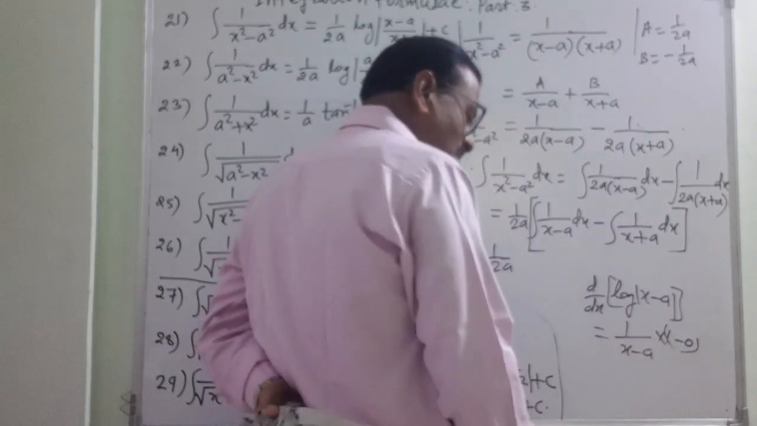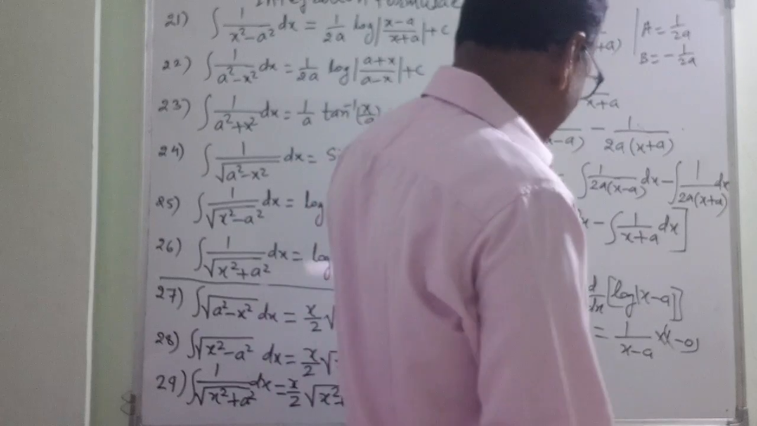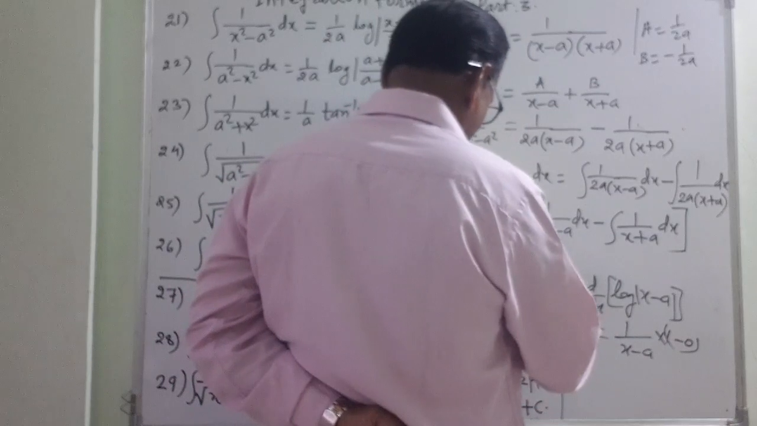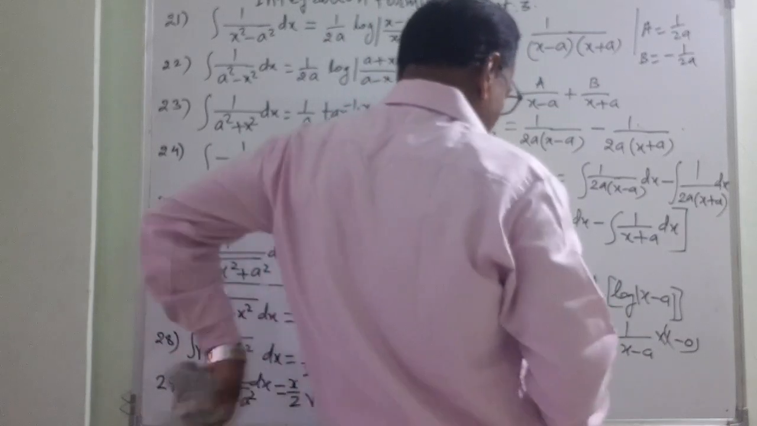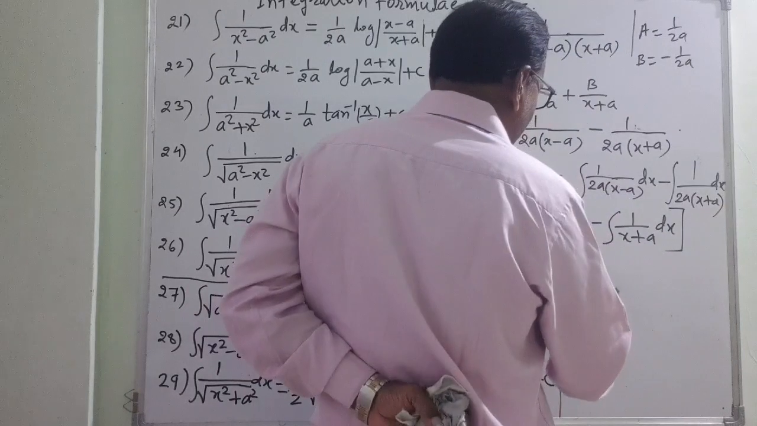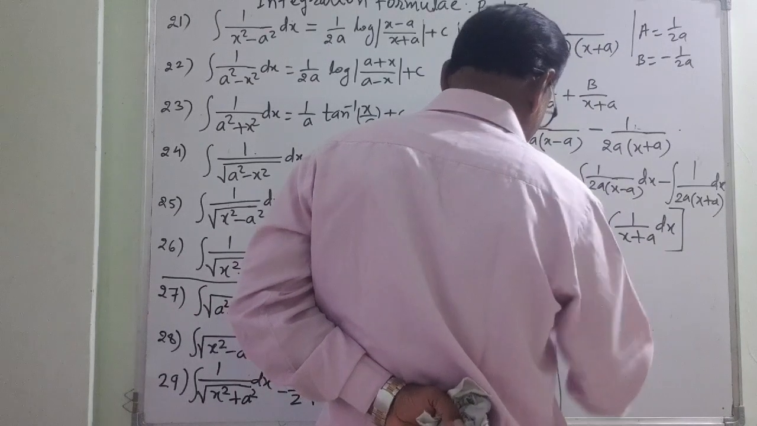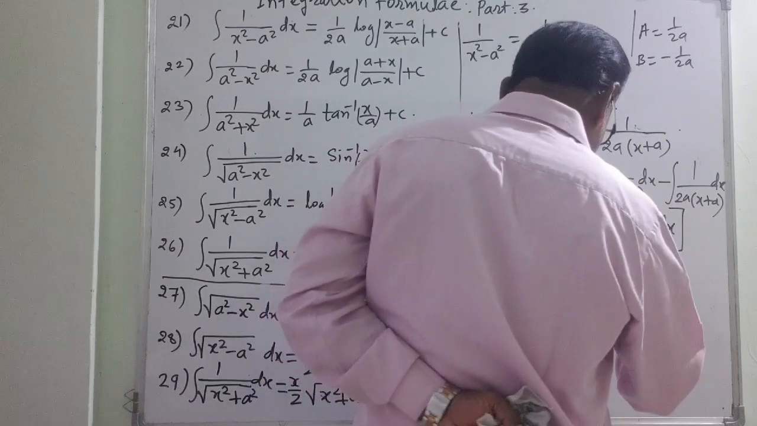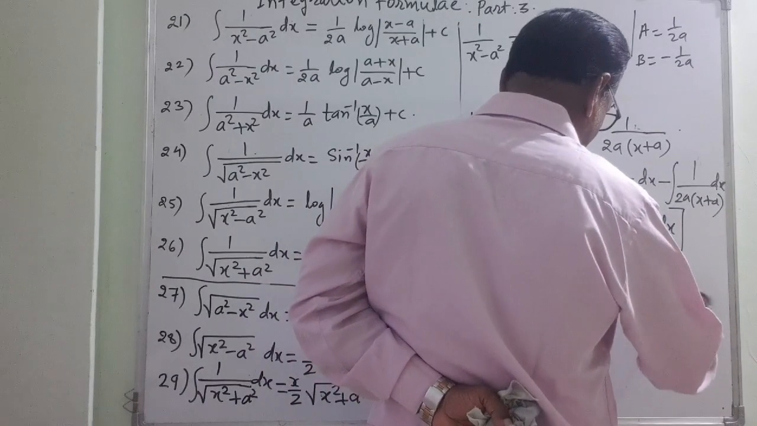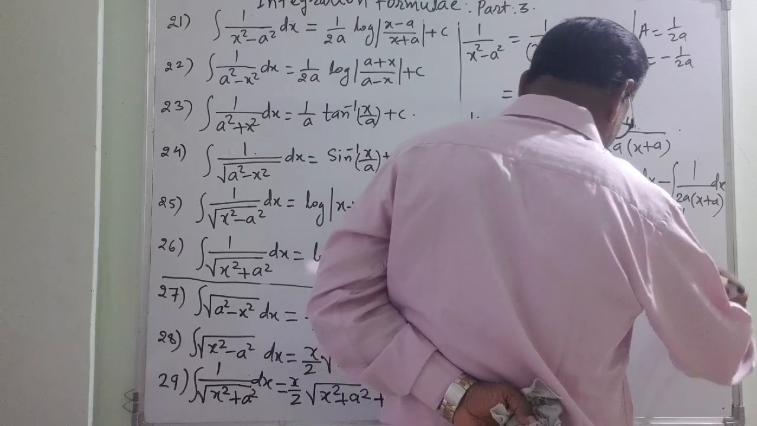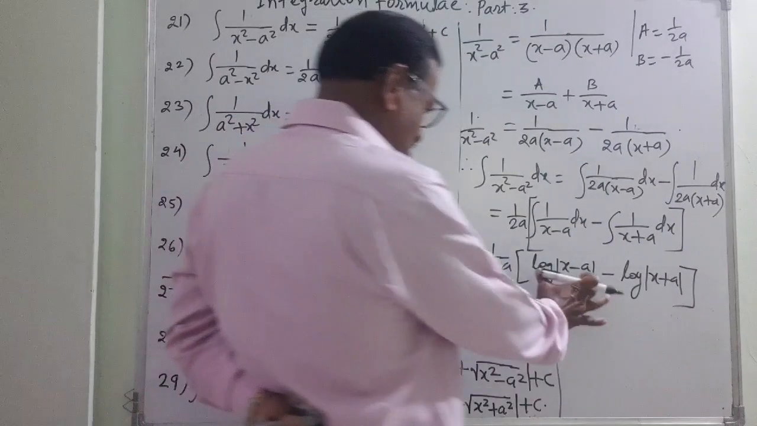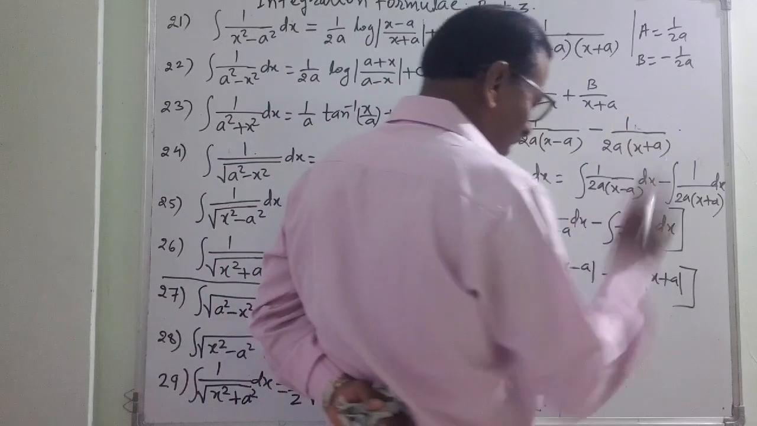Multiplying by 1 is not mattering a lot, and that's why integration of this will be log of x minus a. So this will be log of x minus a, minus log of x plus a. Okay. Now see, this is log of a minus log of b. That type of it is.